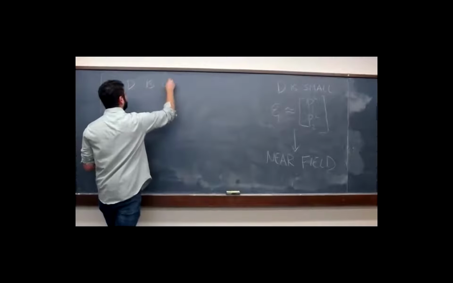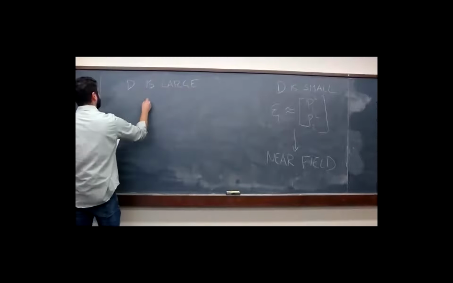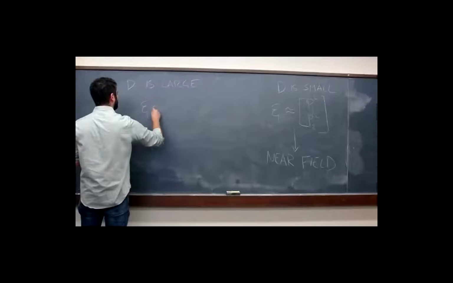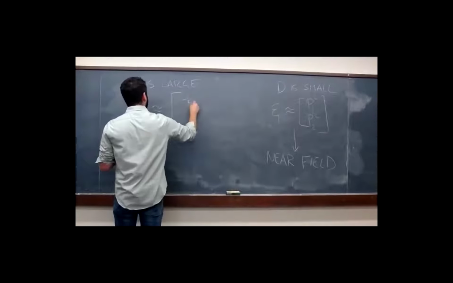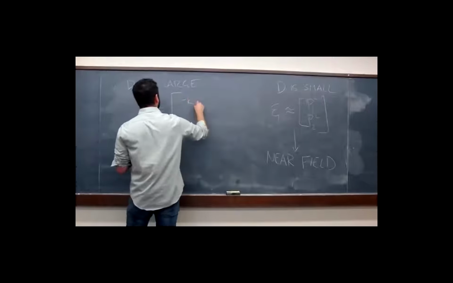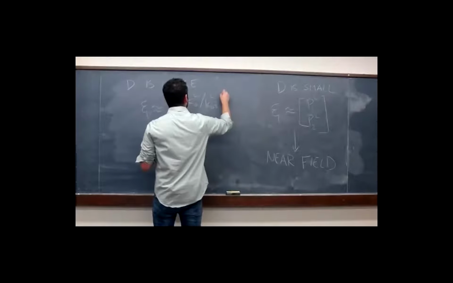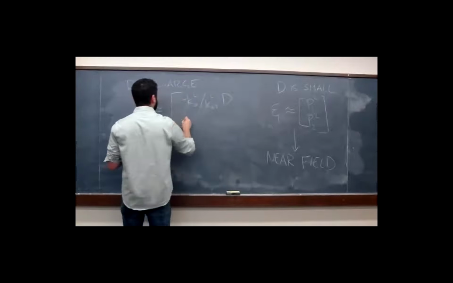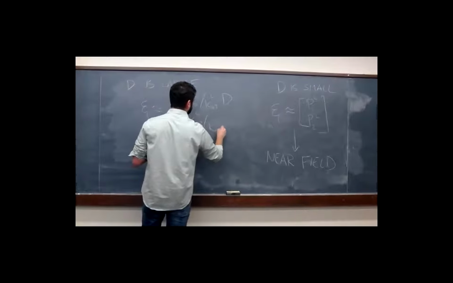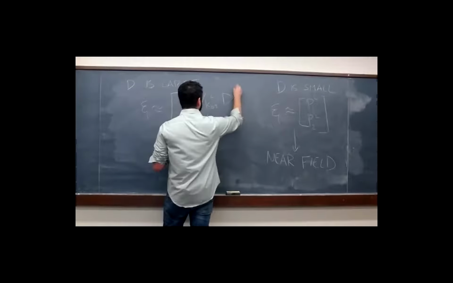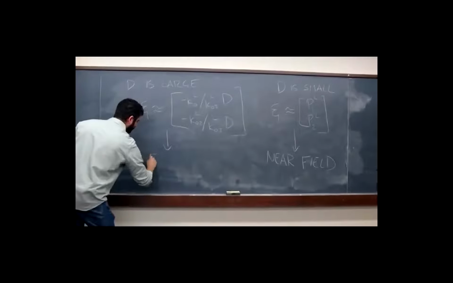Then when D is large, the equations revert back to looking like they did when we didn't include position at all. And this is the far field.